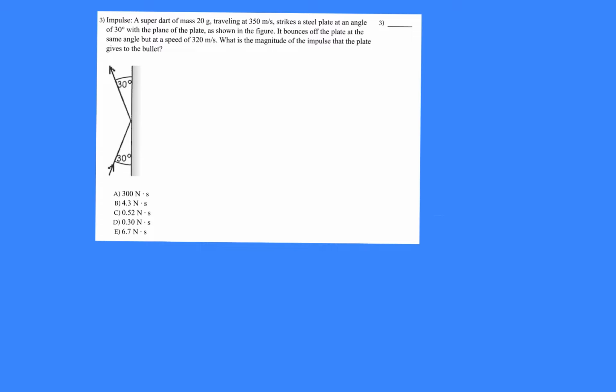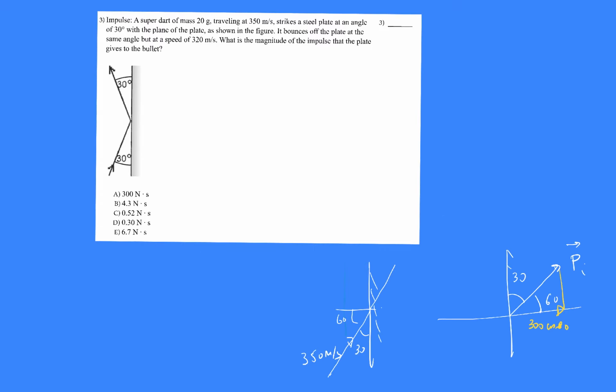So this is the wall. Then the object is coming with velocity 350 meters per second in this direction, with 30 degrees with the wall. This is the wall, 30 degrees and 60 degrees. So this is 30 degrees here, this is the 30 degrees, 30 degrees is this here also. And it's leaving back with 30 degrees here. But the magnitude of the velocity is smaller.